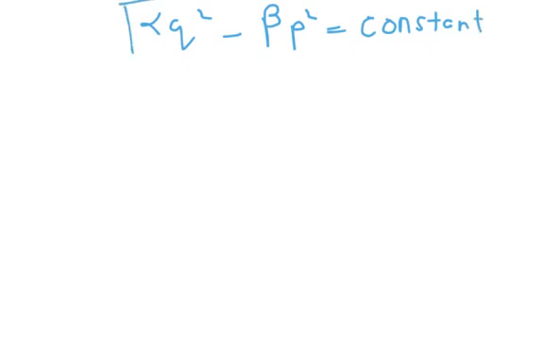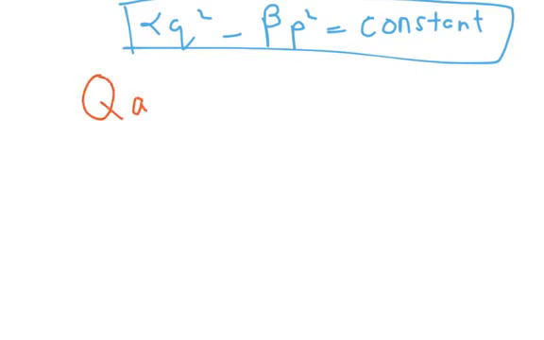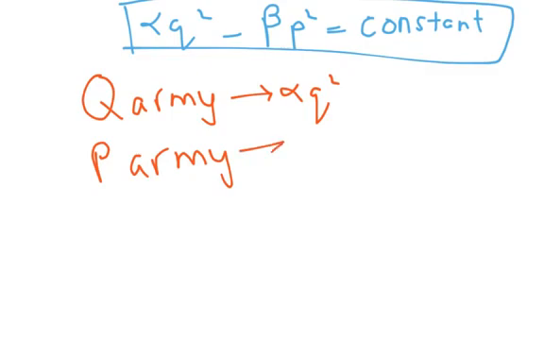Now this is a very, very important equation. What this essentially tells us is that the fighting effectiveness of an army, for example the Q army, is given by alpha Q square, and the fighting effectiveness of the P army is given by beta P square. Let the fighting effectiveness be a variable f.